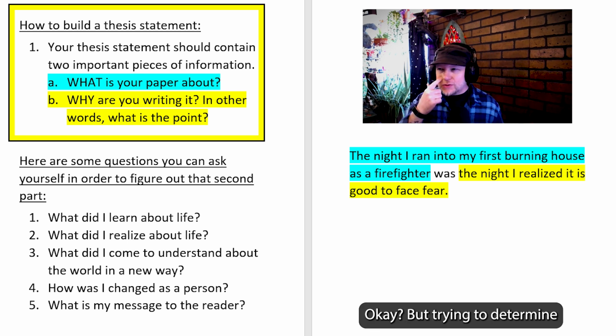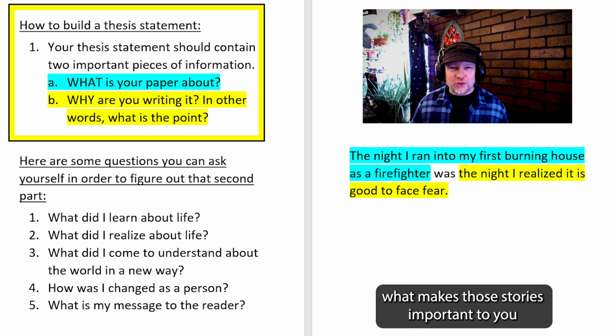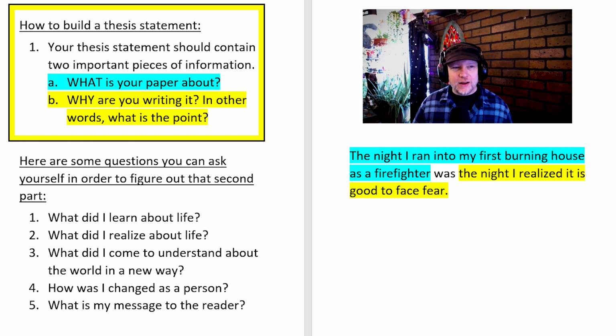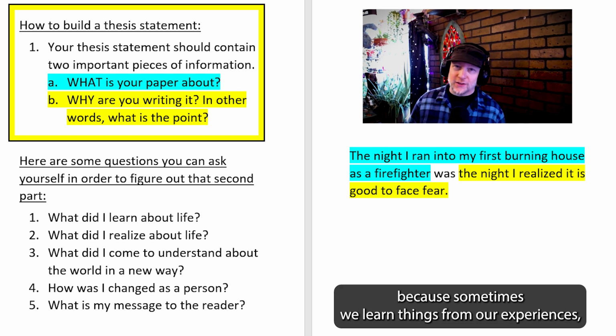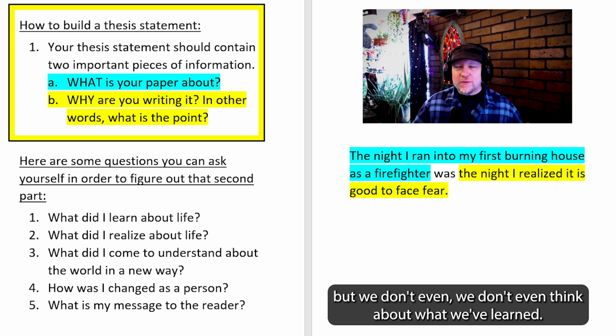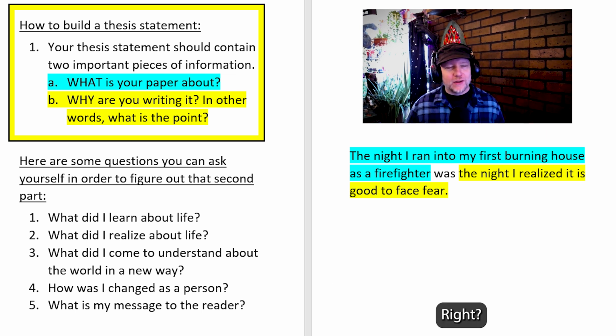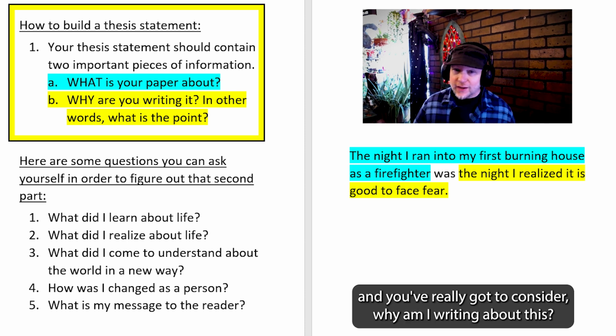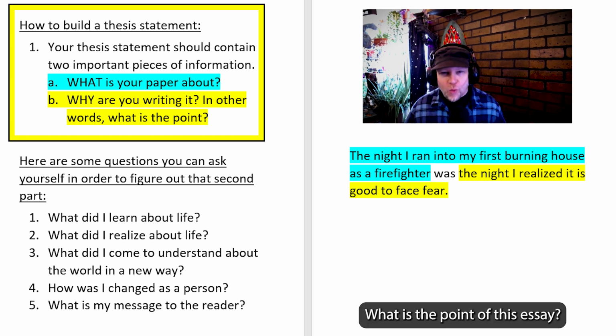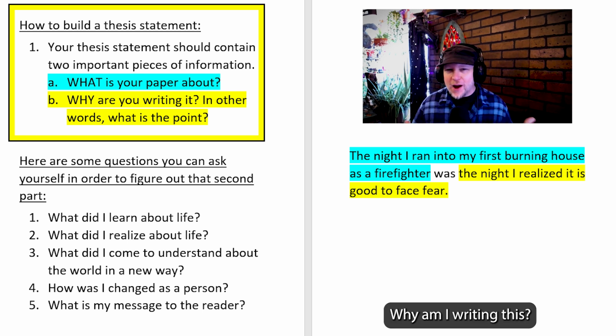But trying to determine what makes those stories important to you is a little bit more complicated for some people, because sometimes we learn things from our experiences, but we don't even think about what we've learned, right? So you're being put in a position here where you're going to pick a story from your life, and you've really got to consider, why am I writing about this? What is the point of this essay? Why am I writing this?